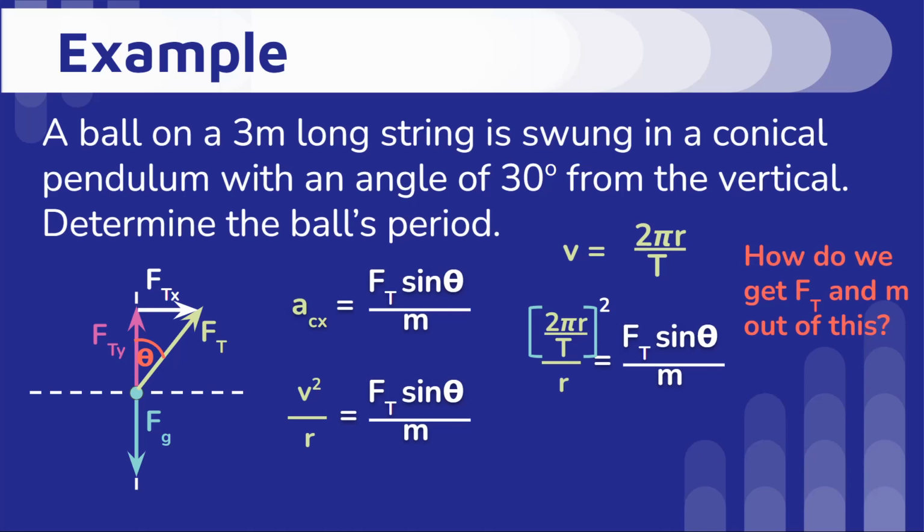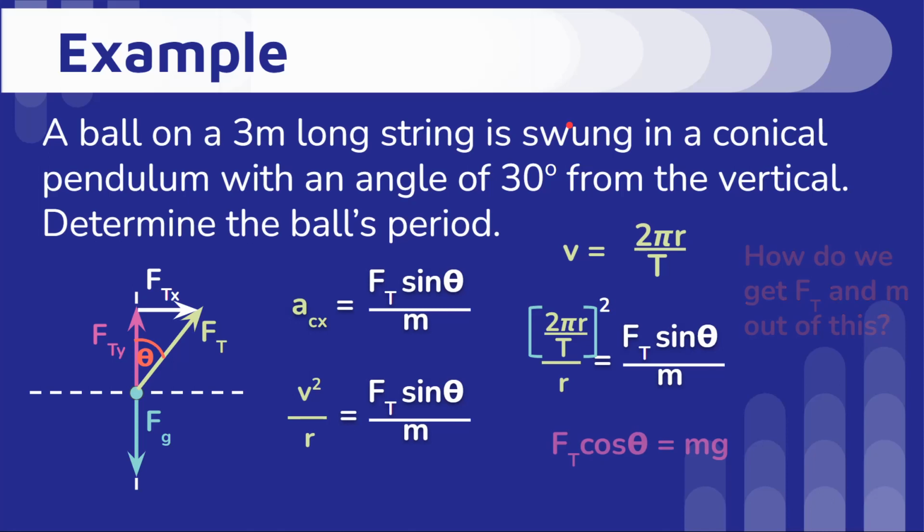Again, I can't solve for period like this. I've got to get some of these variables out of here that I don't know yet. And so that's where you start to look, how can I get rid of some of these things? How can I get Ft out? How can I get m out? How can I get it so I'm at a point where I only have the length of the string and an angle, because those are the only numbers you have.